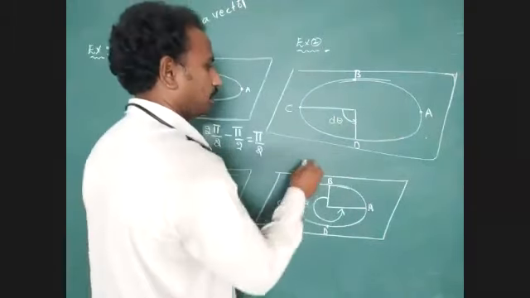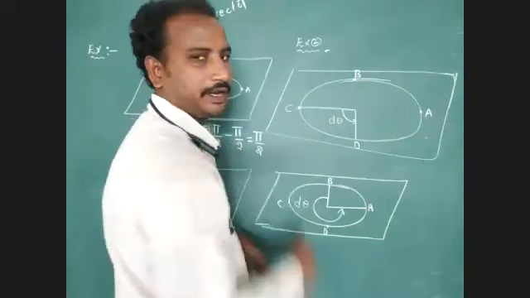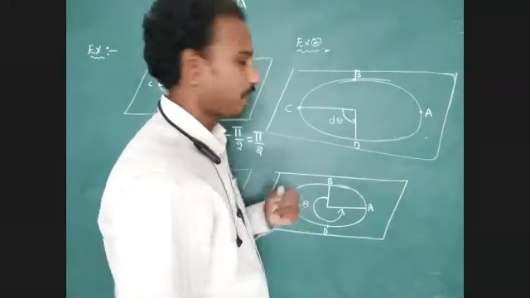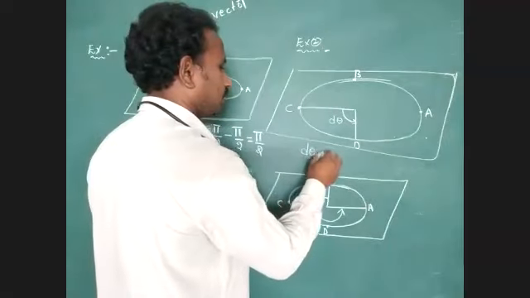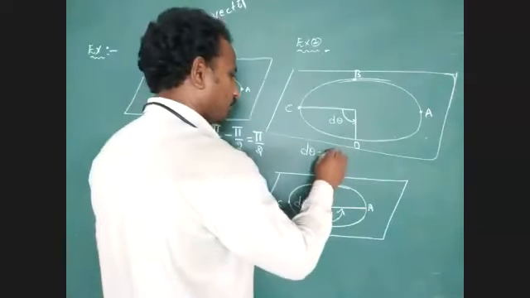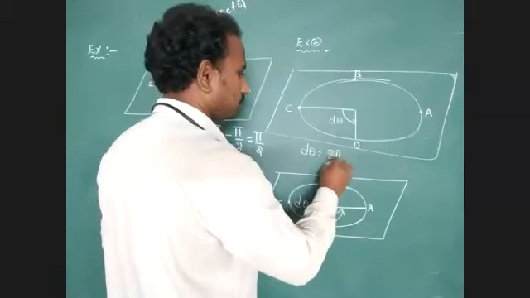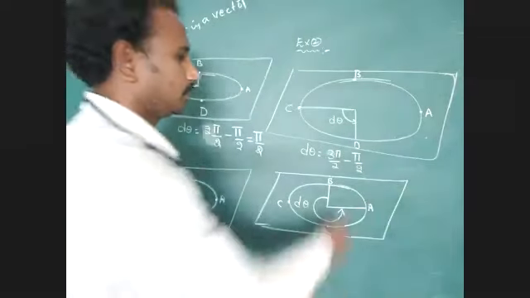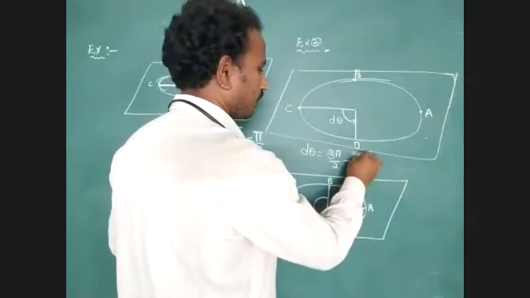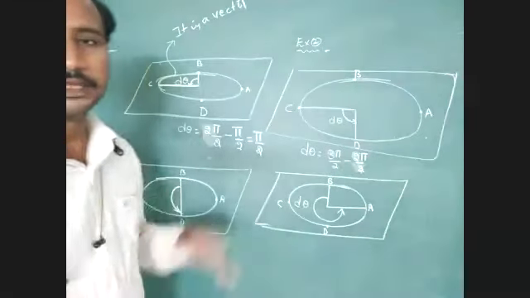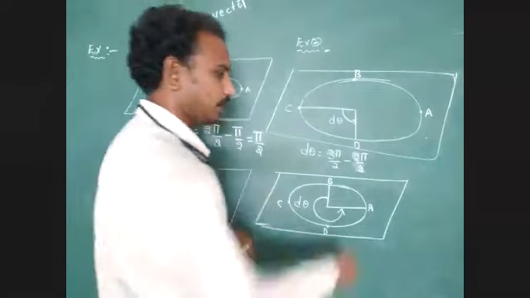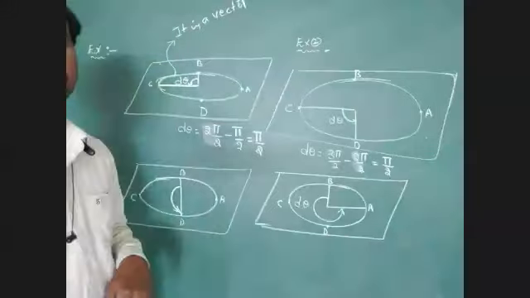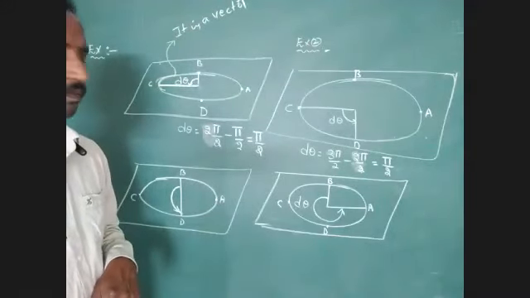Next, find the angular displacement from the initial point to the final point. Initial angle: 180 degrees. Final angle: 270 degrees. You have to find the angular displacement in radians. 3 pi by 2 minus 2 pi by 2, that is equal to pi by 2. Angular displacement value equals pi by 2.